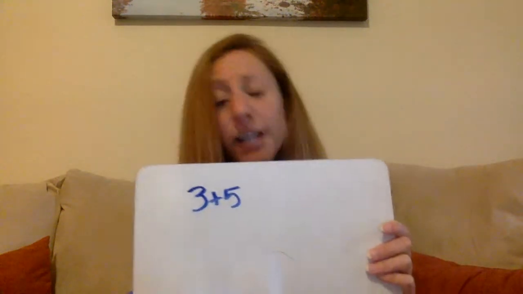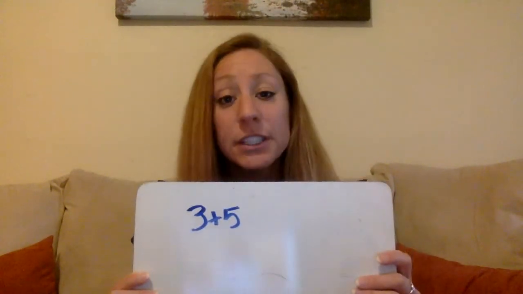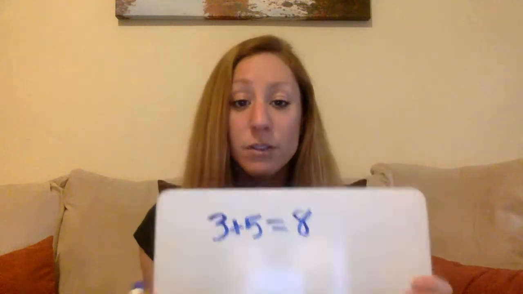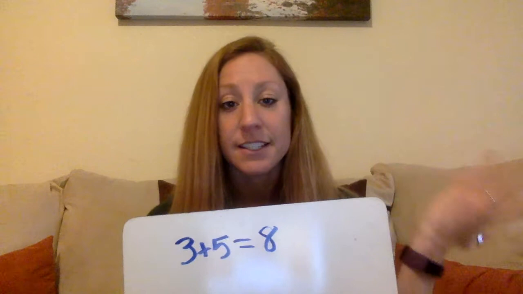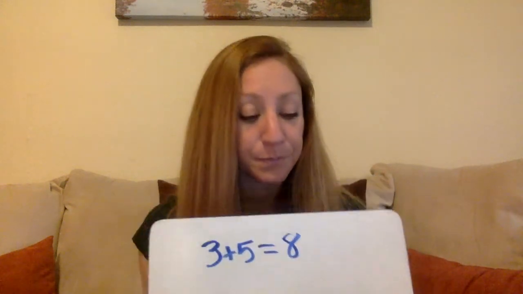So first, let's start with adding 3 plus 5. Okay? So here you can count on from the bigger number. You could start at 5 and go 6, 7, 8. You can find another way to help you add, but 3 plus 5 equals 8. You can also count on from the smaller number, 3. 3, 4, 5, 6, 7, 8. Either way, whatever works best for you.